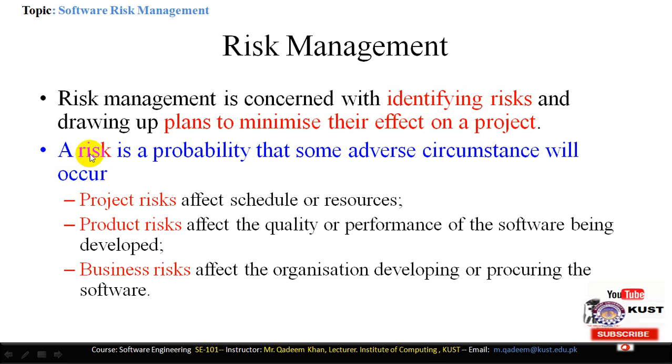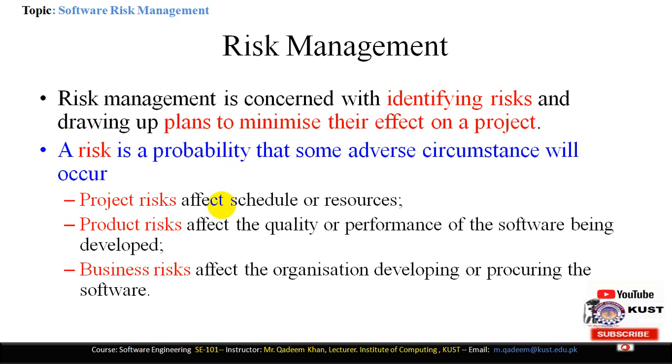Basically, a risk is a factor. It is a certain problem that has a particular probability. So a risk is a probability that some adverse circumstances will occur. Basically, risk is a factor that can affect the quality, cost, or schedule of the project. And risk may occur or may not occur. So we are not 100% sure that risk will always occur.